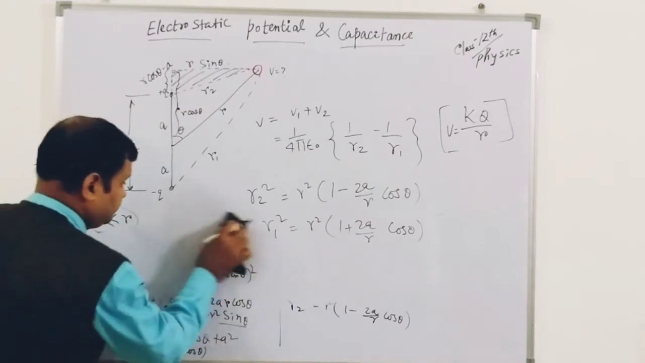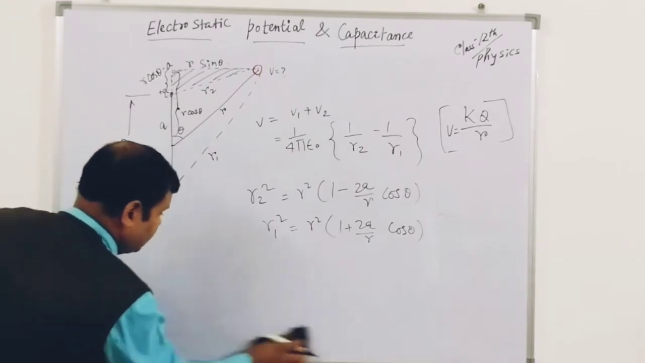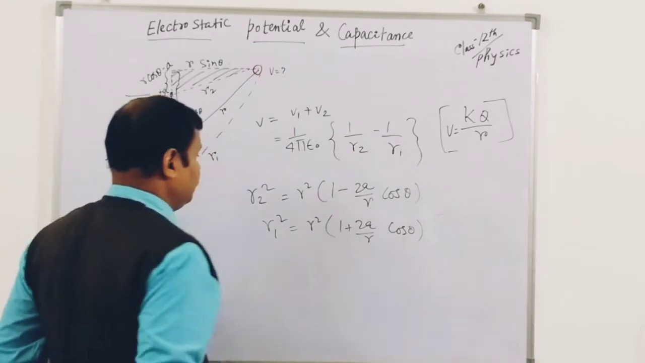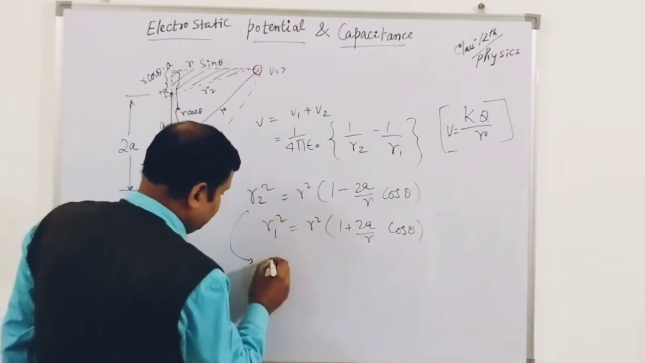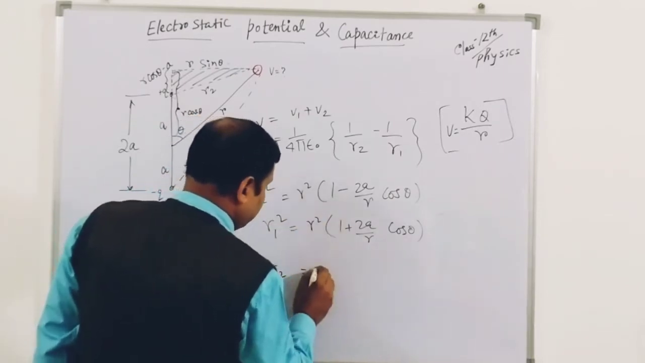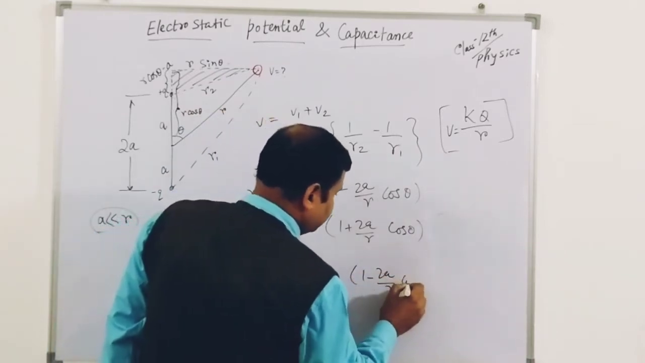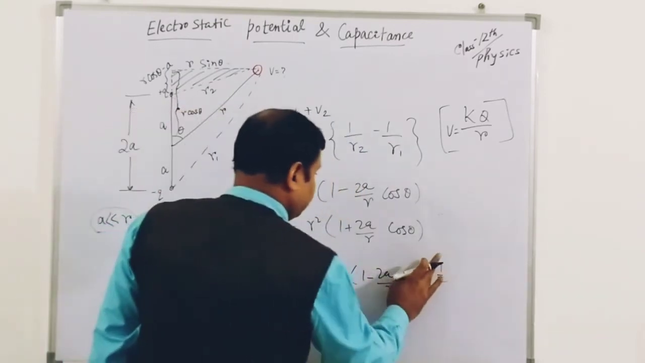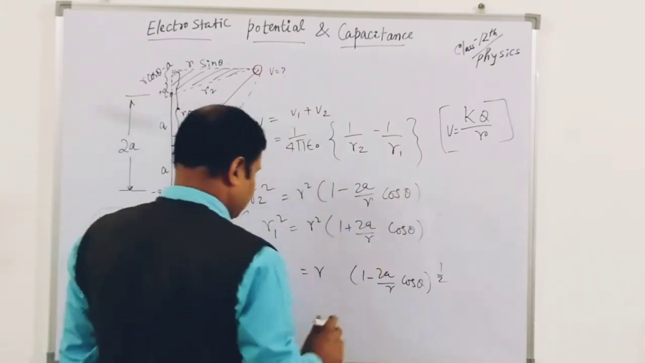So we need to find out the inverse of r, because the potential is related to the inverse of distance. We need 1 by r. So from this, this is r2. R2 will be r and root of this one, 1 minus 2a over r cos theta, whole to the power half. Correct? Both sides square root.